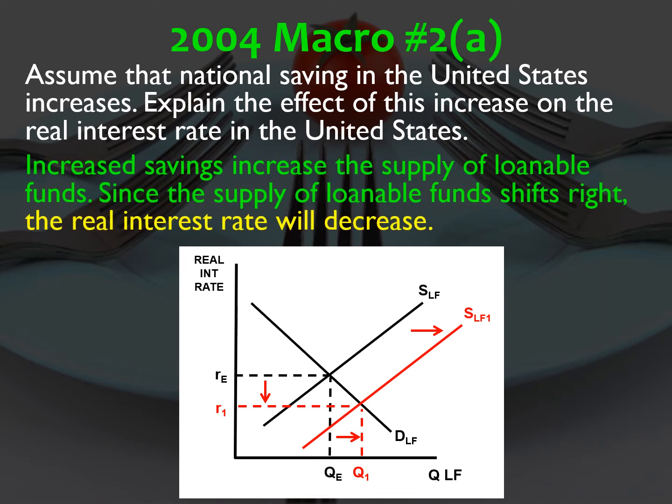So increased savings increase the supply of loanable funds. So supply of loanable funds shifts to the right, thereby decreasing the real interest rate.